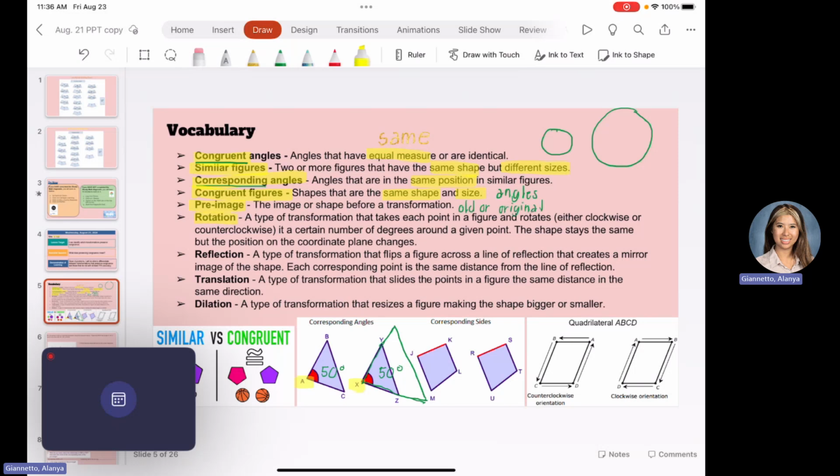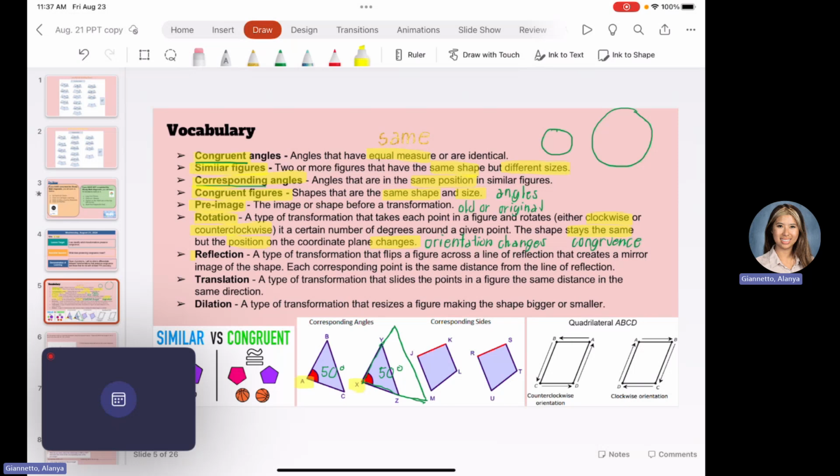Rotation is one of our transformations. It's a type of transformation that takes each point in a figure and rotates it, either clockwise or counterclockwise, a certain number of degrees around a given point. The shape stays the same, but the position on the coordinate plane changes. So we know that it maintains congruence, but the orientation, which is another word for the position, changes.